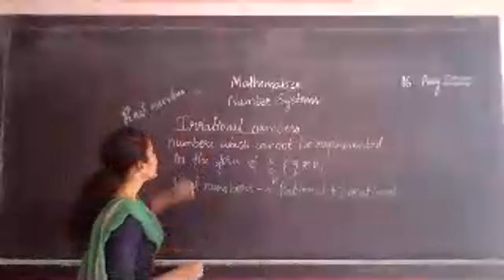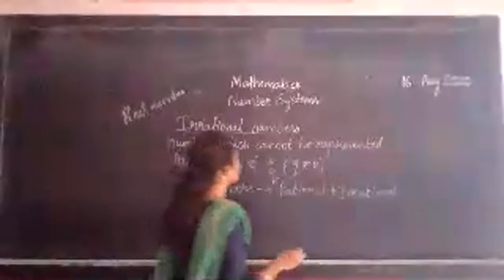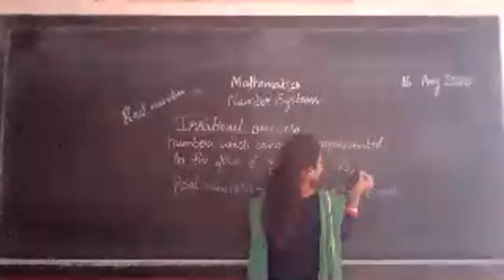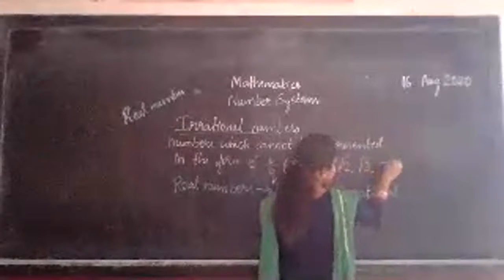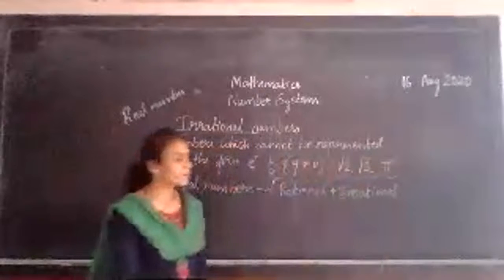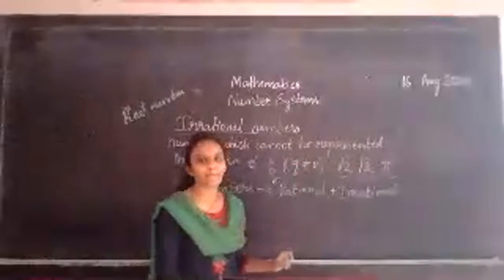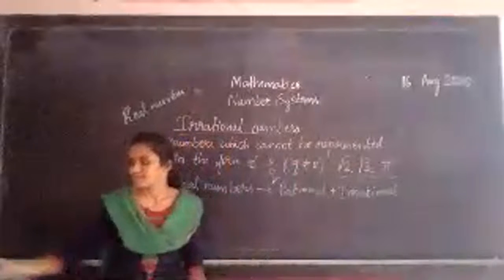Understood? Now, what are the examples of irrational numbers? Examples of irrational numbers are root 2, root 3, and pi. These are a few examples of irrational numbers.